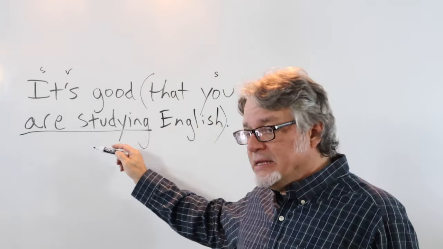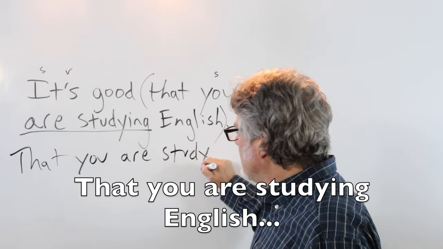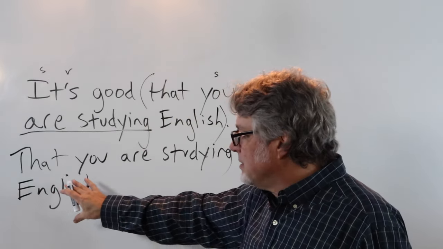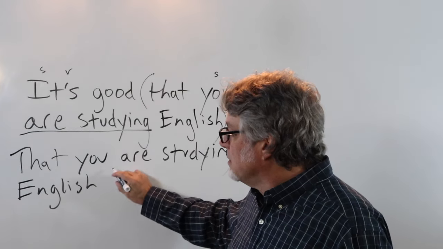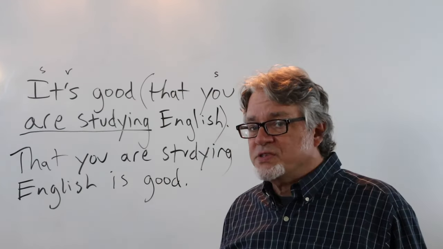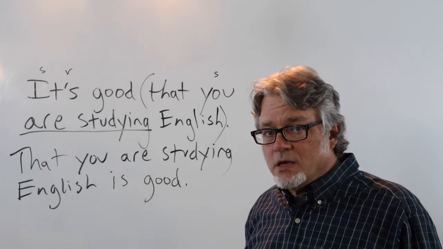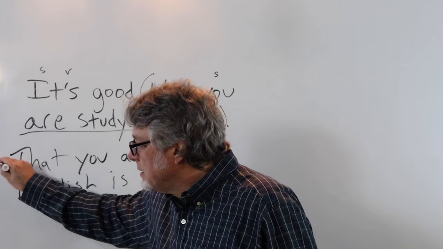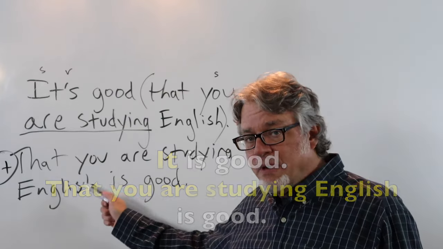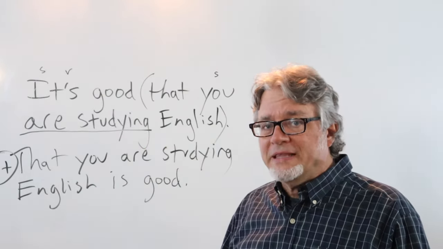You could take this and begin a new sentence. That you are studying English. So here's the noun clause in the position of the subject, and then we just need a verb. It would be this verb, is good. That you are studying English is good. It is represented by this noun clause, that you are studying English. It is good, or that you are studying English is good. This is a harder sentence to make, but I think you should know how to do both, ending the sentence with the noun clause or starting the sentence with the noun clause.